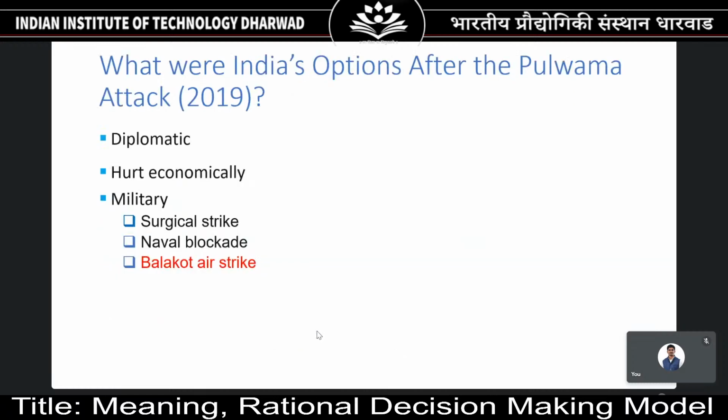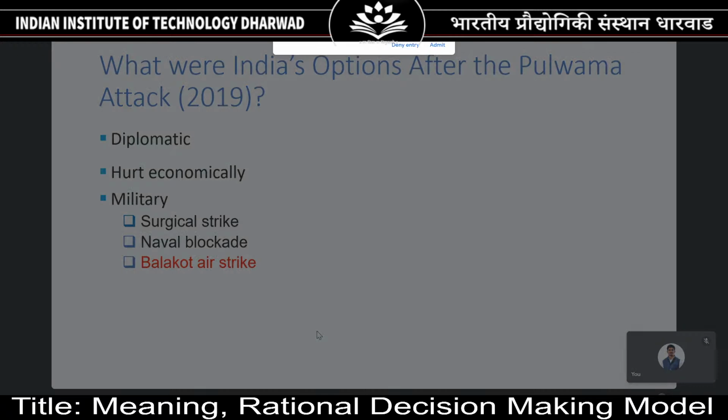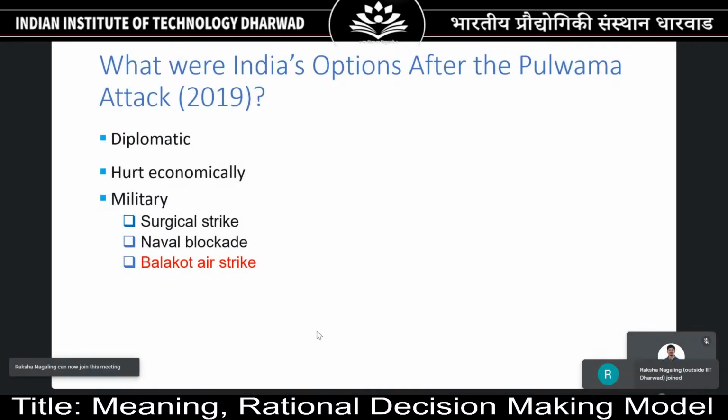Next example is on 14th February 2019, when a very unfortunate event happened: one of the deadliest terror attacks on Indian security forces, the CRPF, in which at least 44 CRPF personnel were martyred and another 20 injured. So at that point of time, our prime minister said in one election rally that we must teach a lesson to those who are involved in this. So at that point of time, what were India's options?